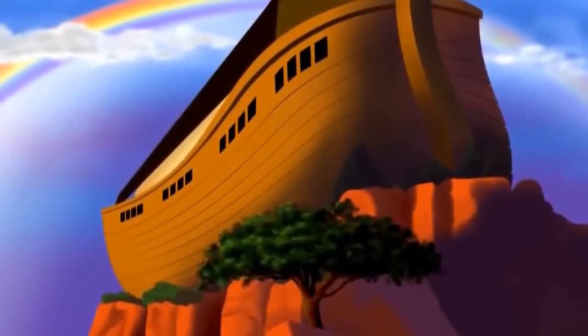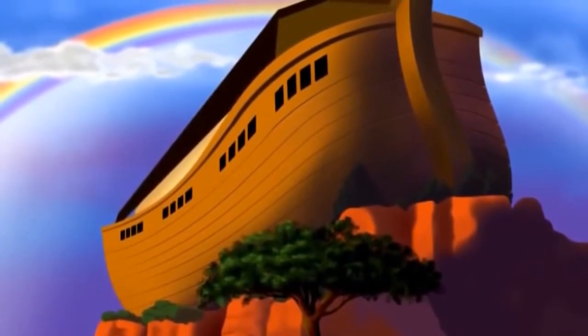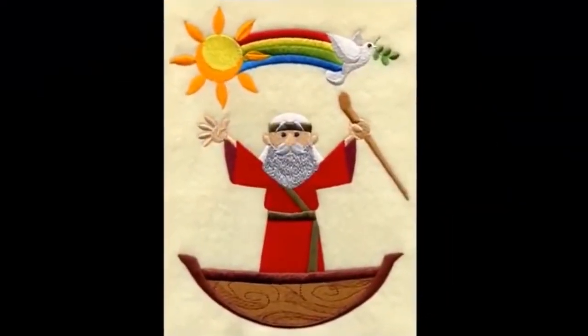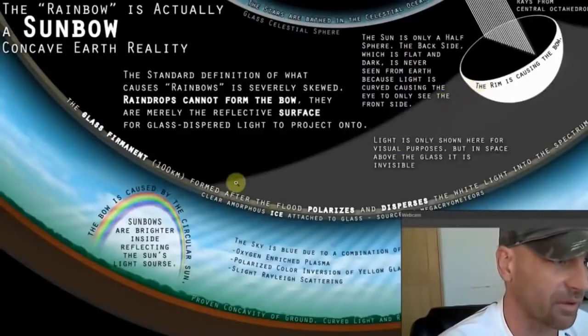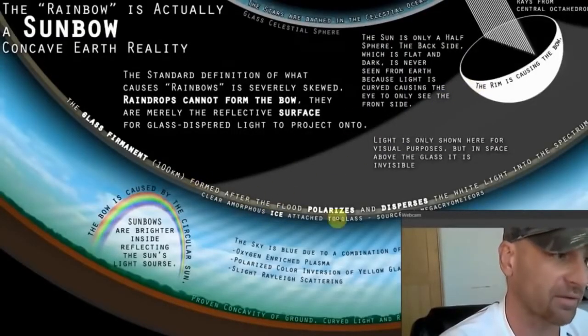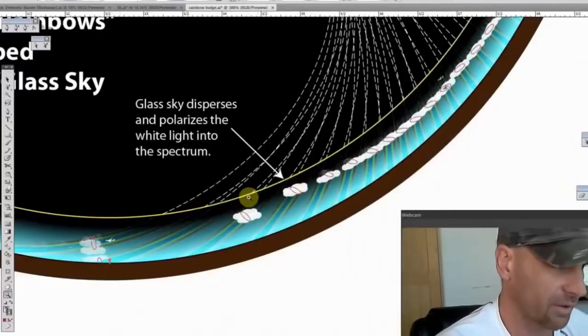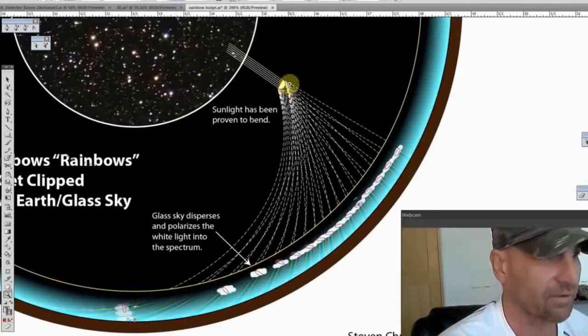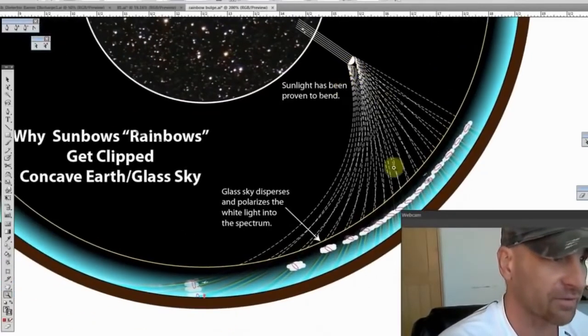But to a child, a simple rainbow will suffice in helping them understand that there is glass above. As the sunlight disperses through the glass, it gets projected onto reflective water droplets. The water droplets are not the source of the rainbow, but merely the reflective canvas of the already glass-dispersed light.